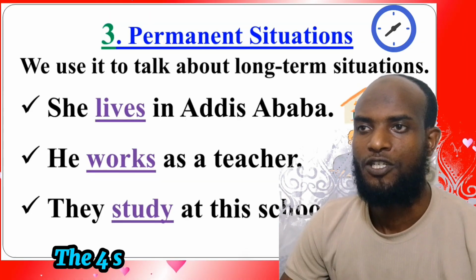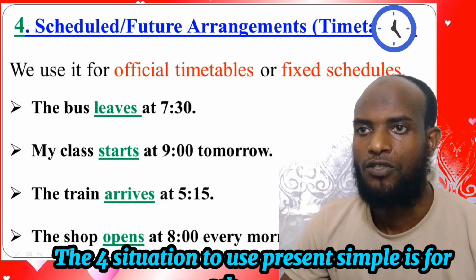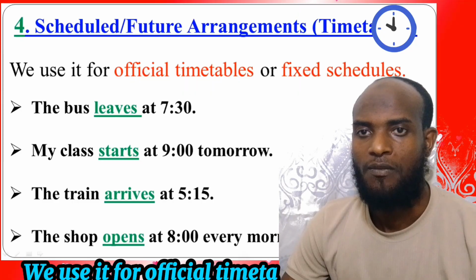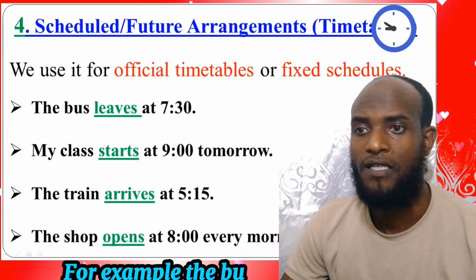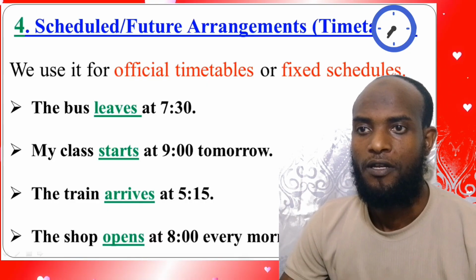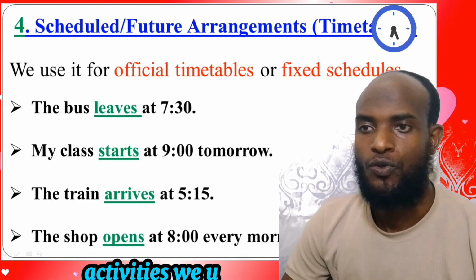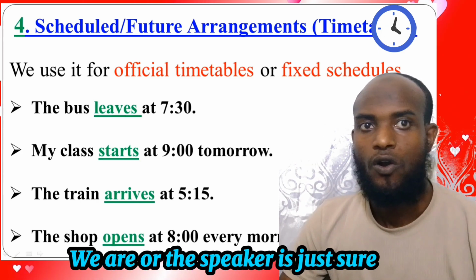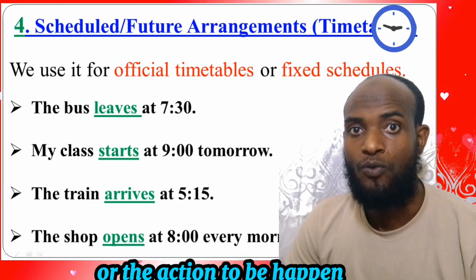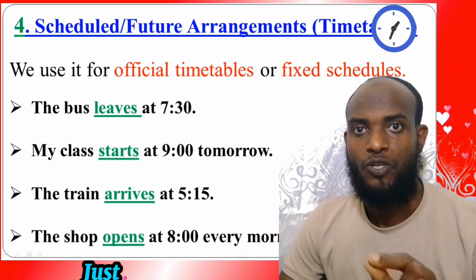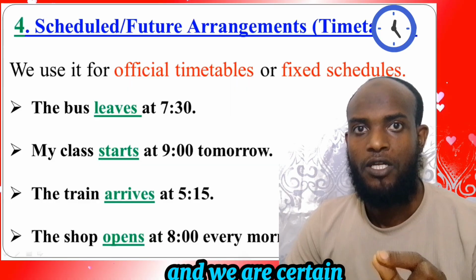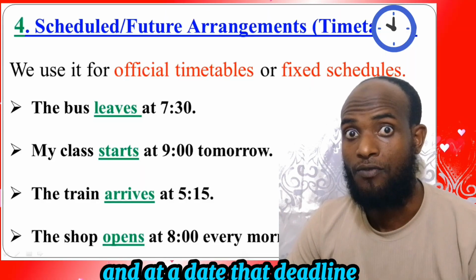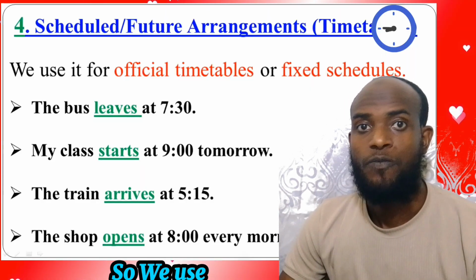Excellent. The fourth situation to use present simple is for scheduled future arrangements and timetables. We use it for official timetables or fixed schedules. For example, the bus leaves at 7:30. Here, even though it is a future activity, we use present simple. Why? The speaker is sure of the action happening because it is already scheduled. We have a fixed time, and we are certain the task will be accomplished at that time.